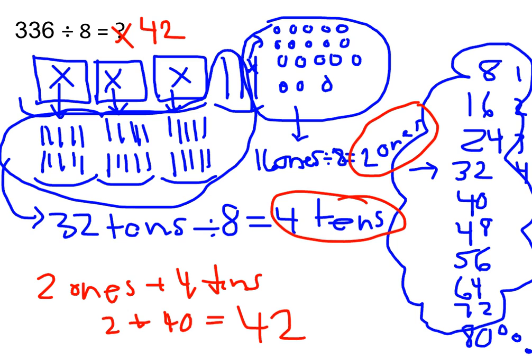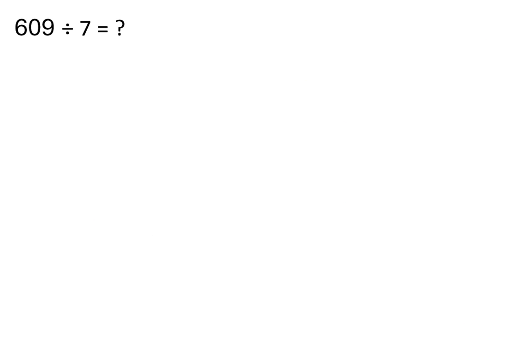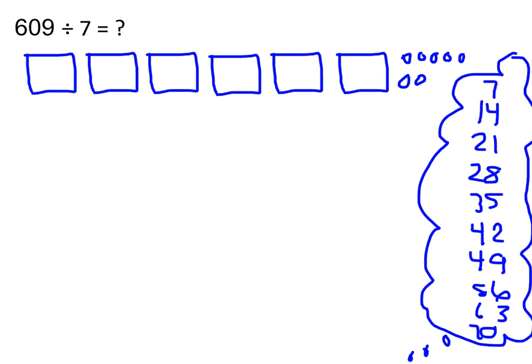Let's look at another one. Now this time we're going to divide by 7. So first you should draw the picture of your 609, and to help you, you should draw your multiples of 7. So pause the video and do that, and then after you can check if you got it right to continue. All right, so now your picture is there, your multiples are there.